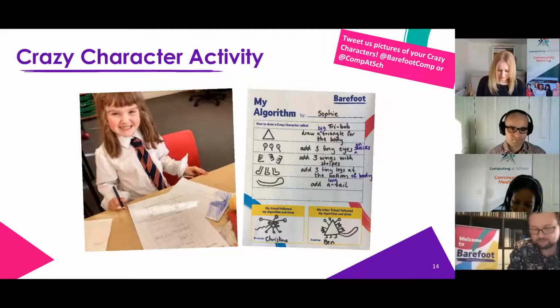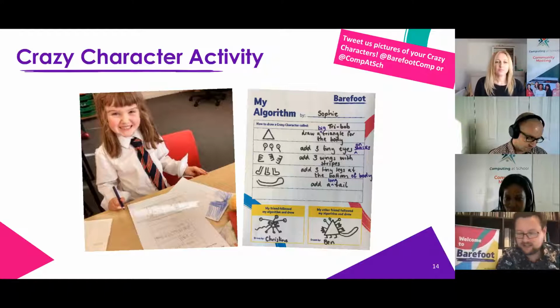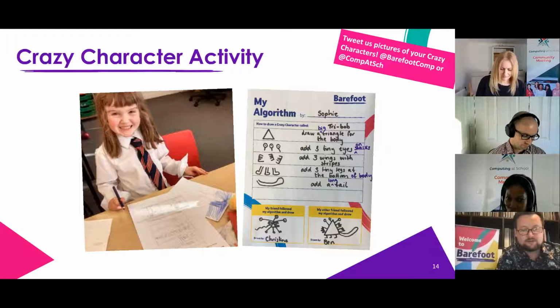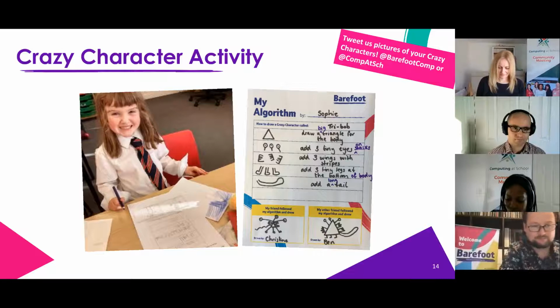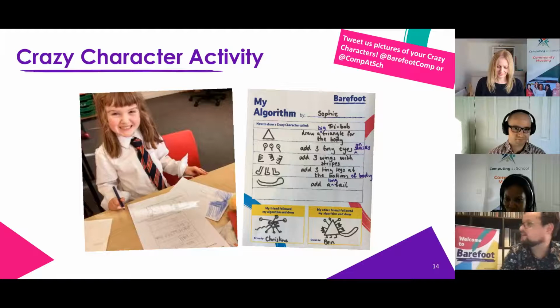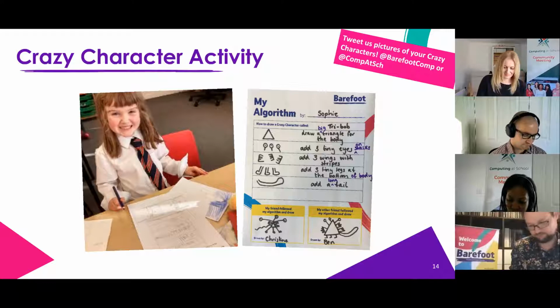Step two, I'd like you to add one eye. Step three, I'd like you to add 3 feet. Step four, I'd like you to add 4 wings. And step five, I would like you to add a tail.